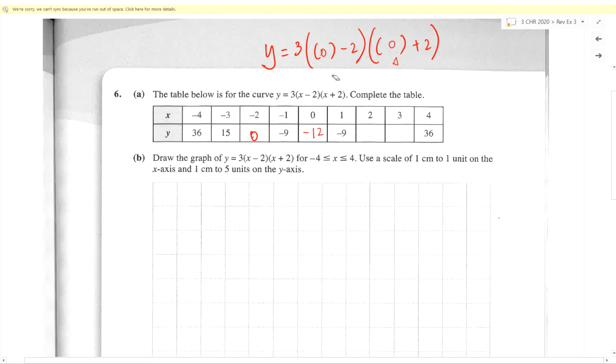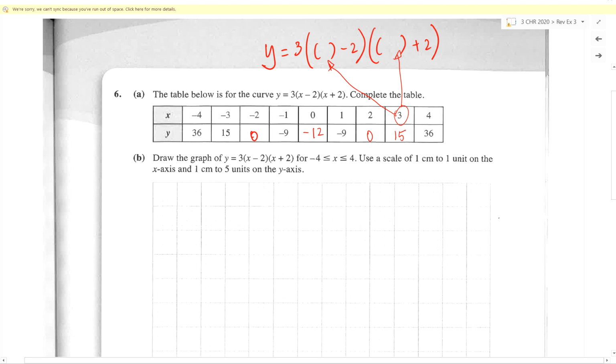2 more blanks to go. Put 2 inside. Put 2 inside. 2 minus 2 is 0. I know this is going to be 0 already. Last case, 3. And 3. 3 minus 2 is 1. 5 times 3, 15.